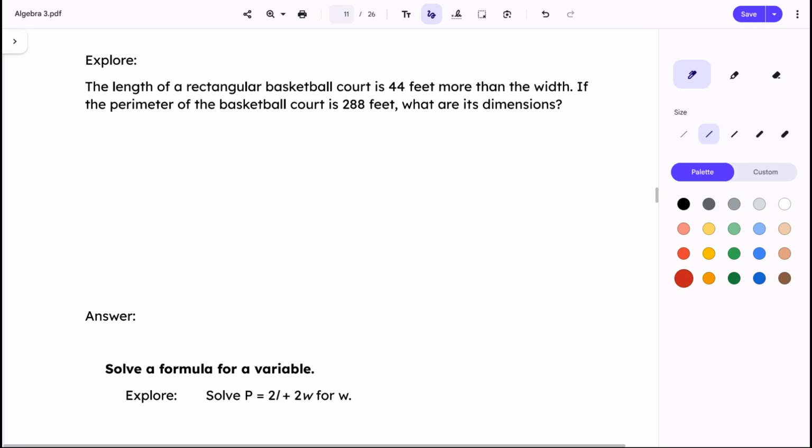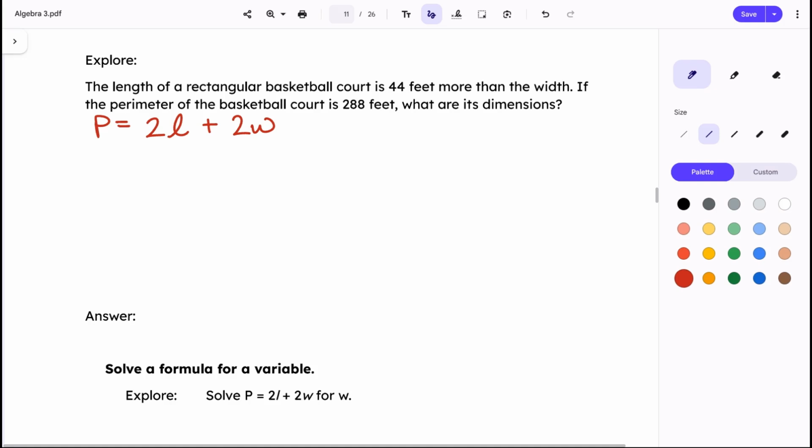The length of a rectangular basketball court is 44 feet more than the width. If the perimeter of the basketball court is 288 feet, what are its dimensions? Do you guys know how to find perimeter? You add up all the sides. There are a couple formulas we could use for a rectangular shape. You could take 2 times the length plus 2 times the width. Or you could do 2 times the length plus the width. You could write it with the 2 on the outside if you wanted to.